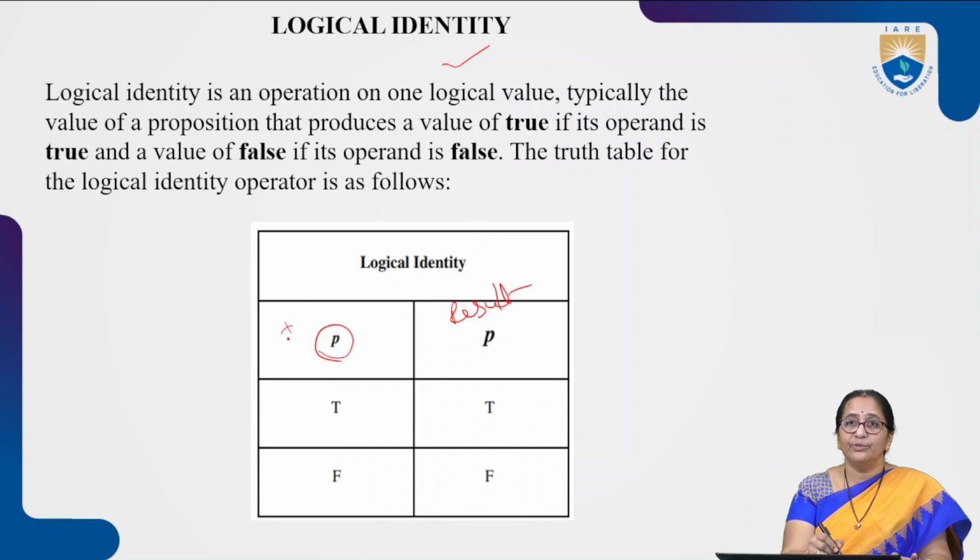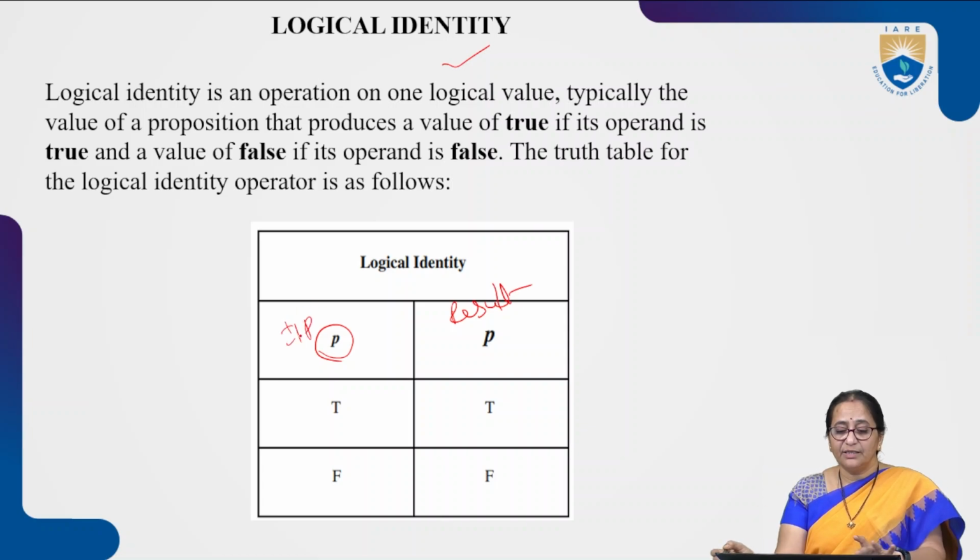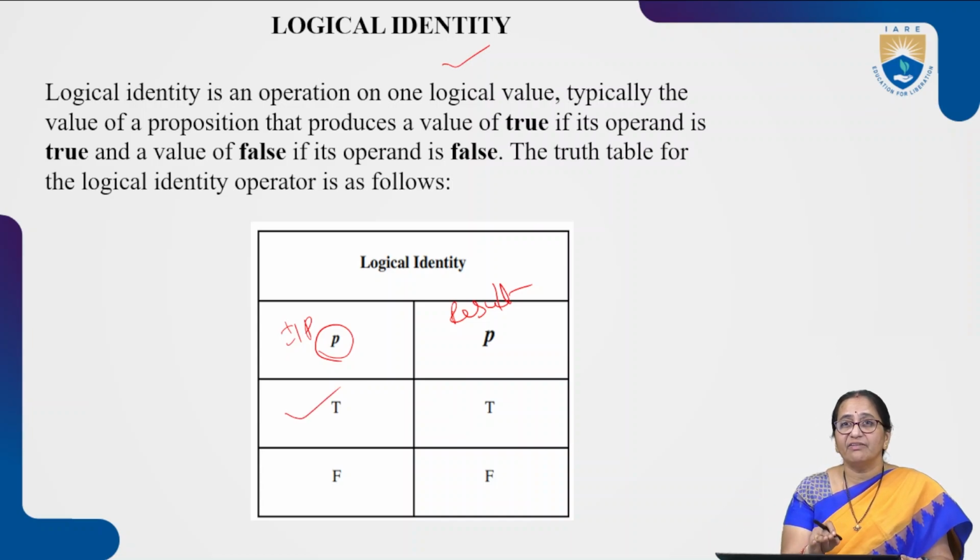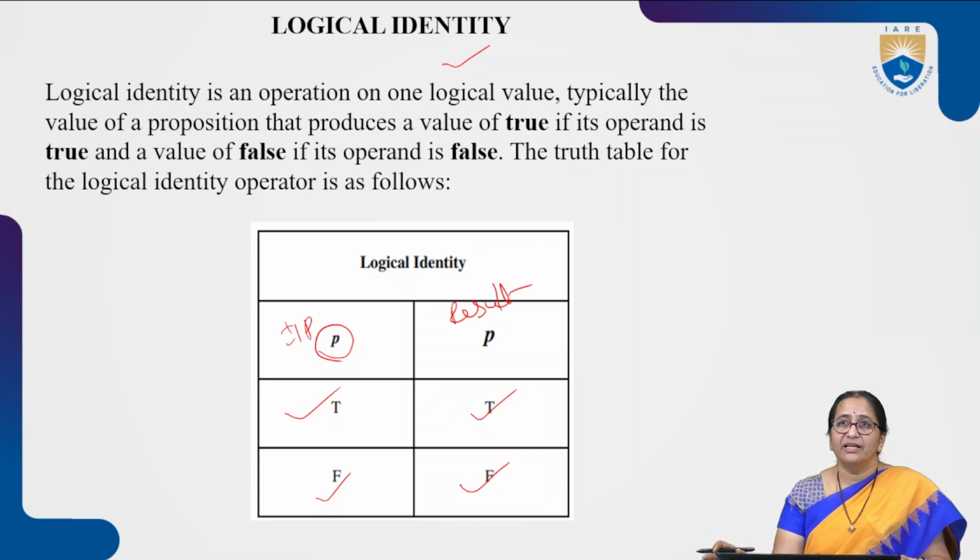This is the input we are giving, the input proposition. I am giving one proposition: today is Monday. I am representing the value as T. Today is Monday, the result is true. If today is not Monday, then the result is not true. Like that.